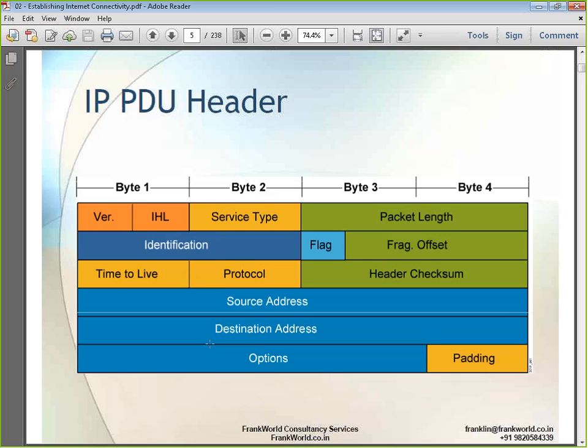Do you understand? Apart from that, it has an options field and a padding field. These are the various fields that make up the IP header. So an IP header most importantly has these two fields inside it, the source IP address and the destination IP address. That is what it has inside the IP header.